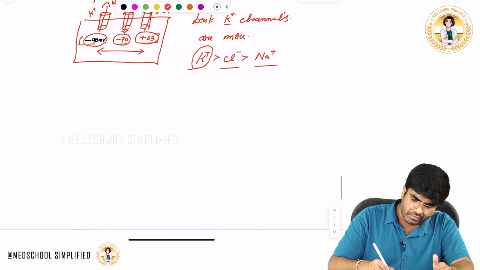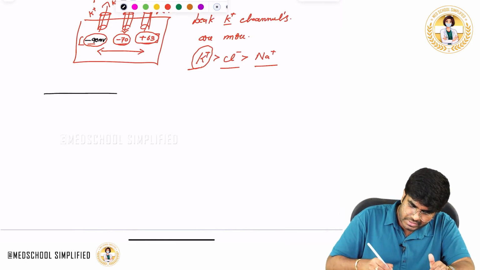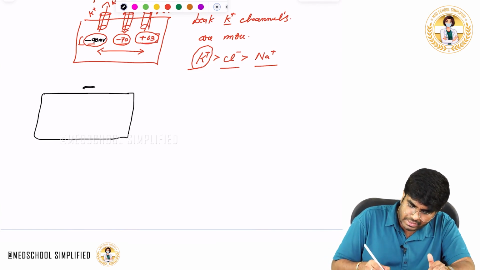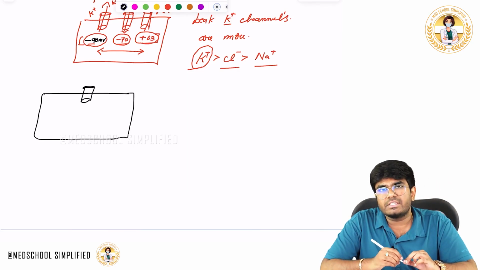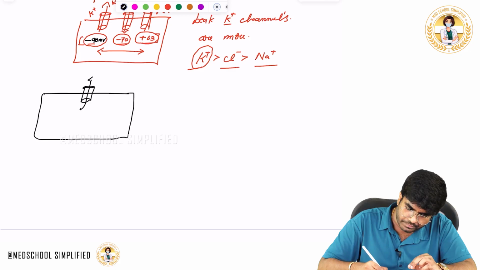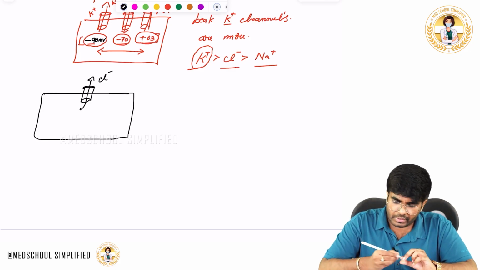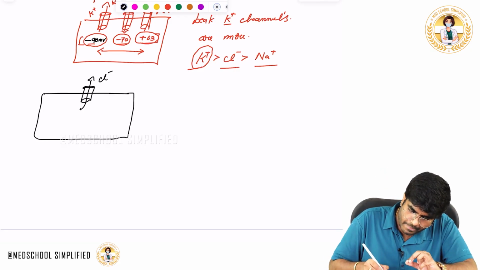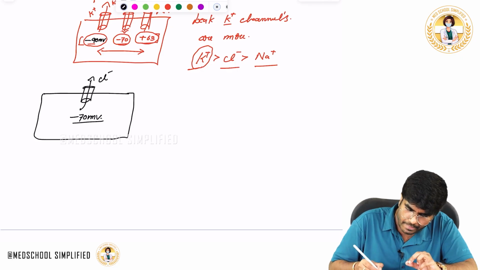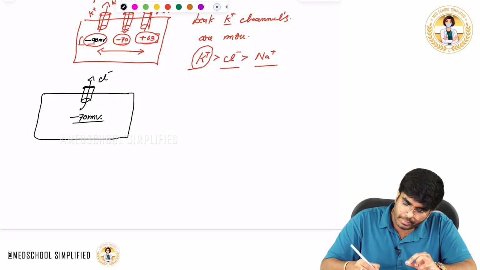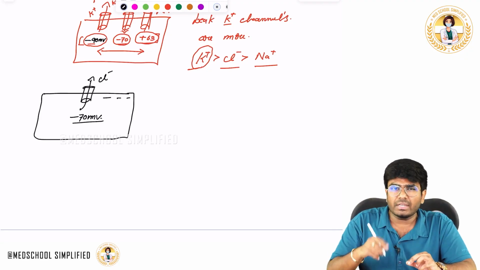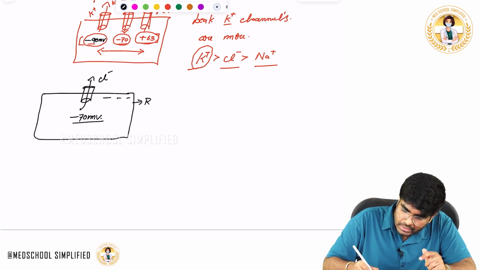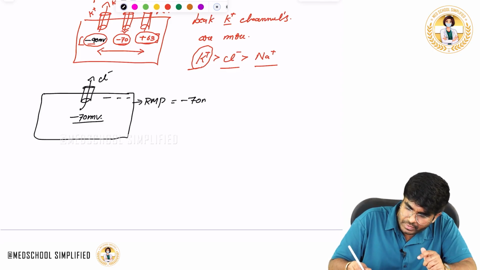For example, let me put it this way for better understanding. Imagine here is one cell. This cell has only one type of leaky channel, a chloride leaky channel. Tell me, what is the equilibrium potential of this chloride? Minus 70 millivolts. What is the resting membrane potential of this cell? As only one type of channel is present, this equilibrium potential will be the resting membrane potential. So in this cell, the resting membrane potential is also minus 70 millivolts.